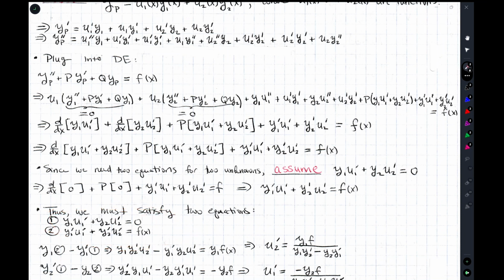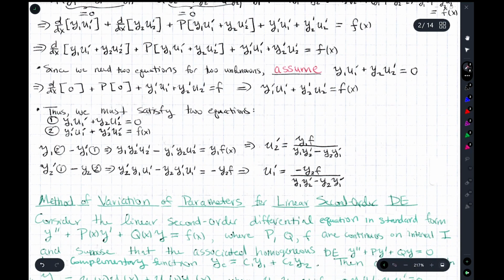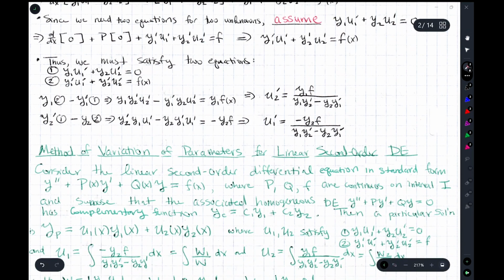So we could take equation 2, multiply by y1, and subtract y1 prime times equation 1, and we get this. And this provides us with an equation for u2. We do something similar and get an equation for u1. On the right-hand side, you see nothing but known inputs, and on the left-hand side are the unknowns. And so we could then integrate those to get u2 and u1.